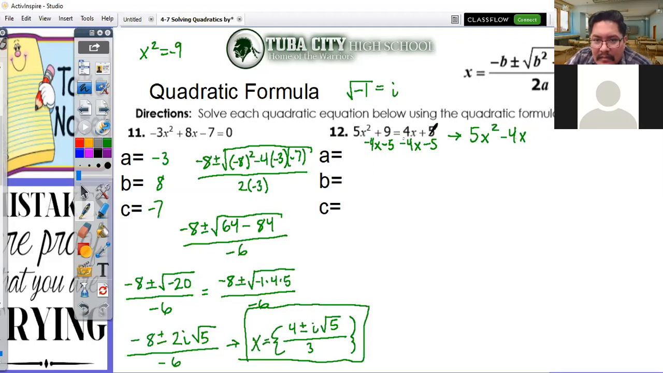And then here I'm at the negative 5, so 4 minus 5 is going to be negative 1. Make sure it's in the right order. Make sure it's set to 0. Plug in our a, b, and c.